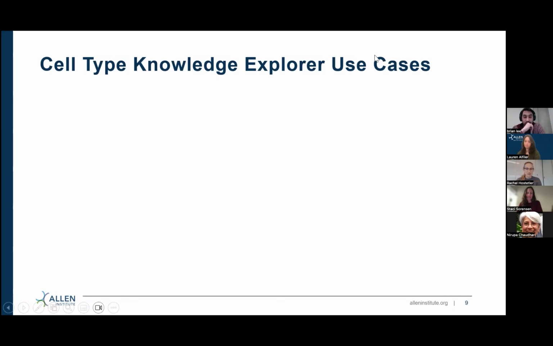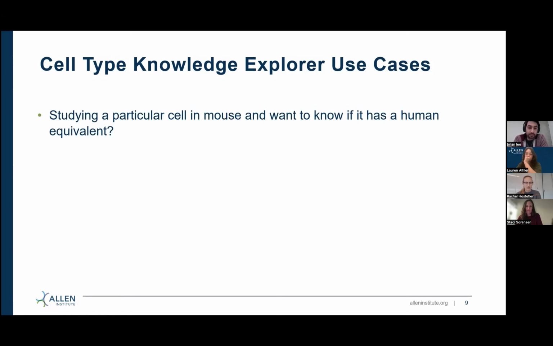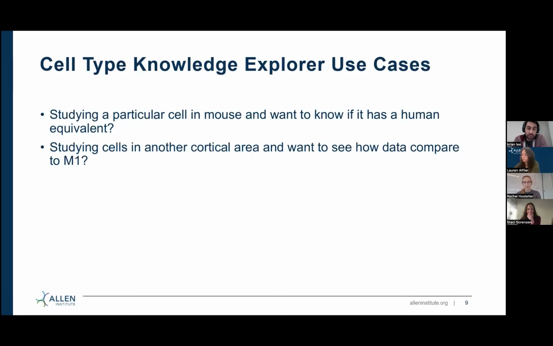So great questions. So back to the Cell Type Knowledge Explorer, what are some potential use cases that you would have? Well, perhaps you're studying a particular cell type in mouse, and you're interested if it has a transcriptomic homologous equivalent in human. This would give you a lead to that answer.